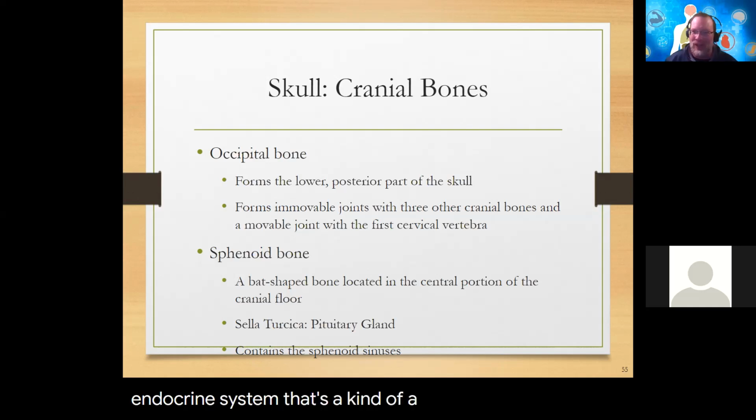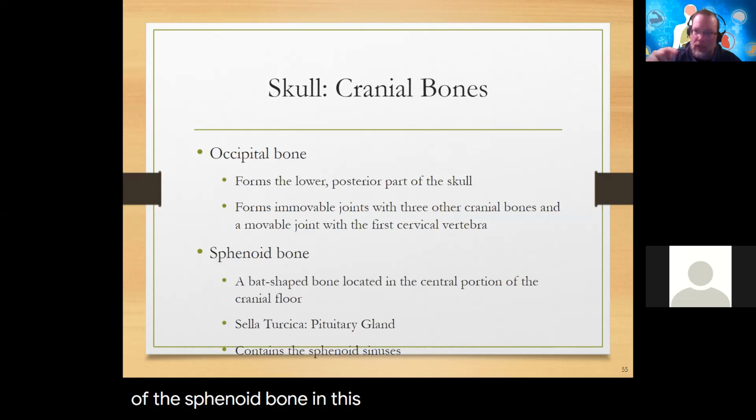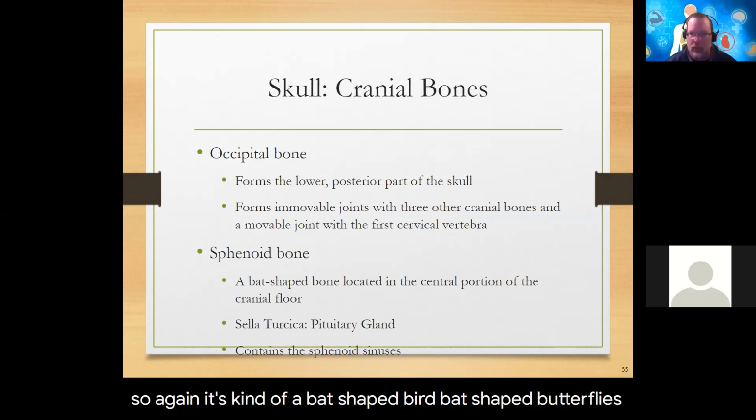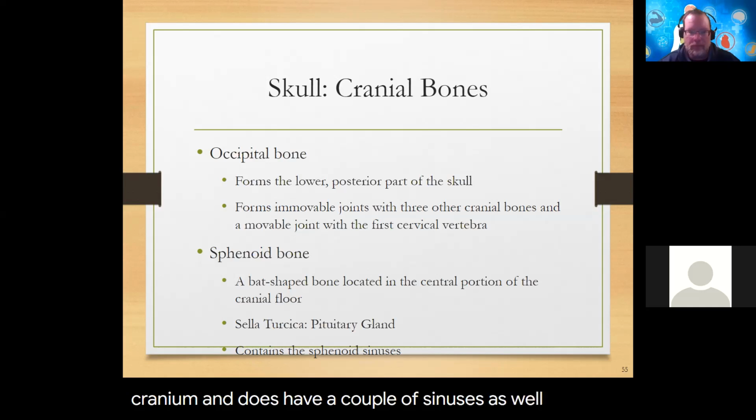It's a little pea shape or a little blueberry that dangles and is connected with a little stem off of the brain. And that pituitary sits right inside of the sphenoid bone in this little tiny groove or depression called the sella turcica. So that's listed there, the second bullet under sphenoid bone. So again, it's a bat-shaped, butterfly-shaped bone. It forms the floor of the cranium, and does have a couple of sinuses as well.